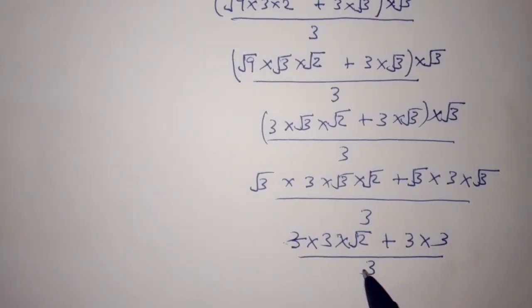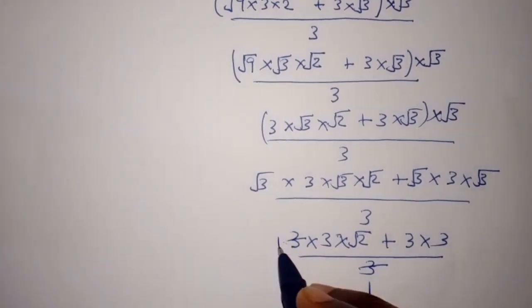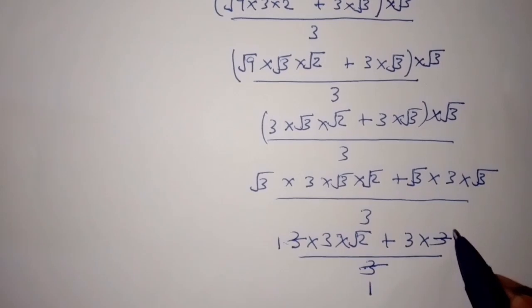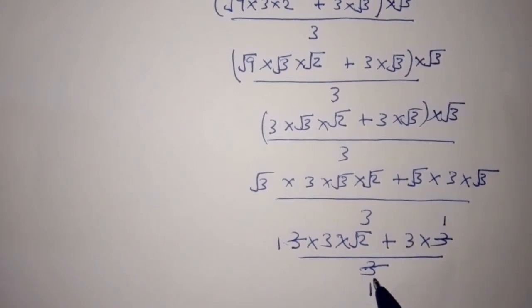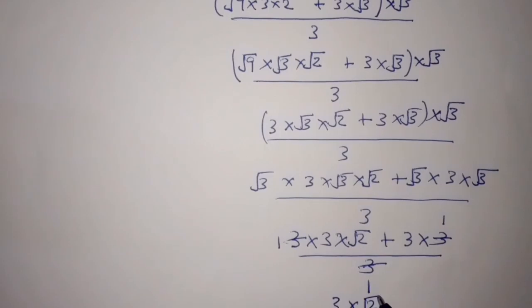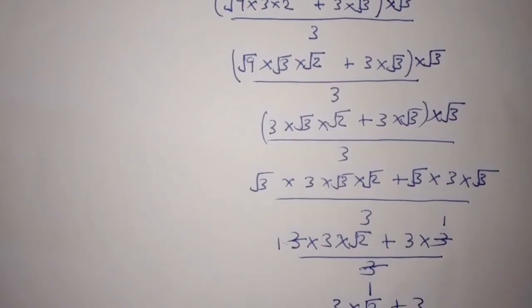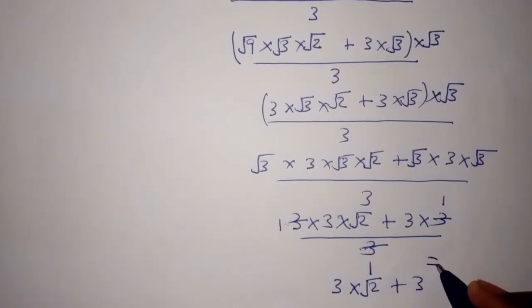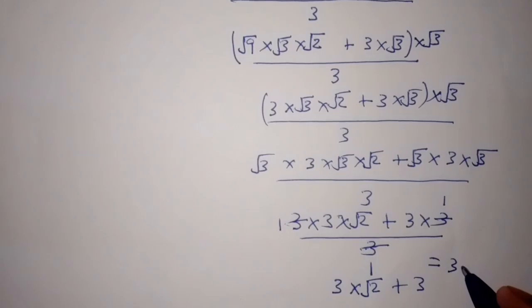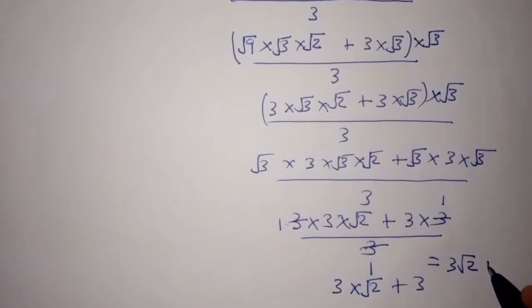So now 3 can cancel 3. 3 goes here 1 time. 3 goes here 1 time. 3 can cancel 3 here. It goes here 1 time. So 3 cancels here, 3 cancels here, 3 cancels here. So now we end up with 3 times square root of 2 plus 3. 3 square root of 2 plus 3. And this is giving us 3 square root of 2 plus 3.